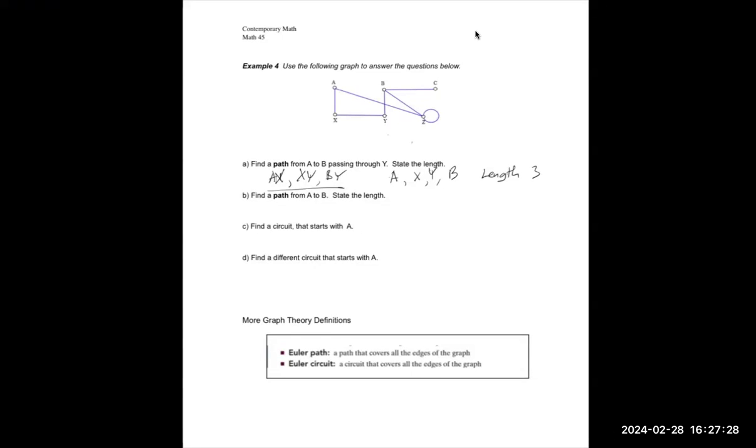So there's another way to get from A to B. I could go from A and then go to Z and then go to B. I would describe that path as A, Z, B. And the length is also 3. Oh, 2. Length 2. So that's a little faster if you're concerned about the number of roads you had to go on.